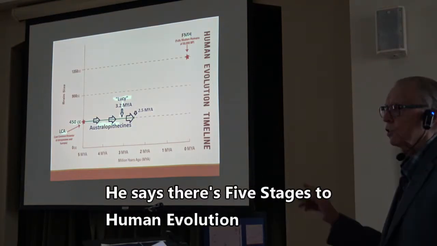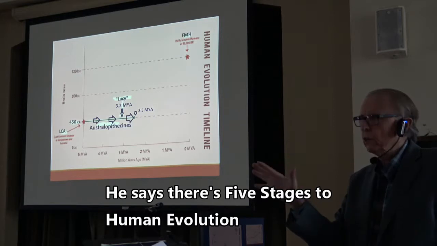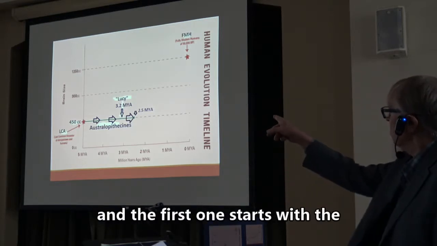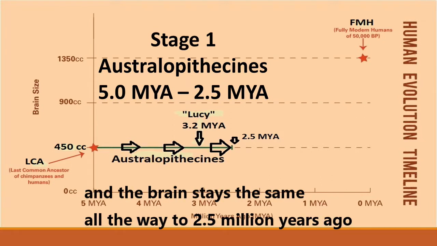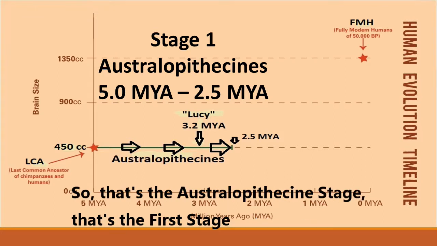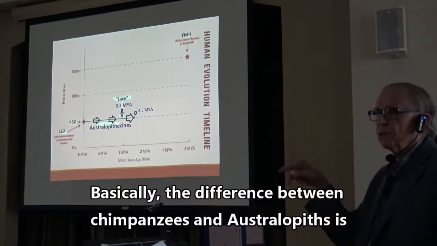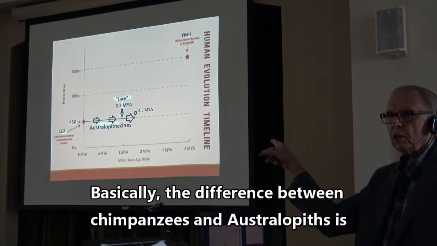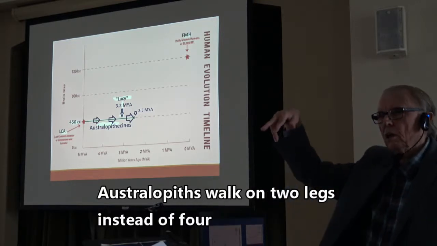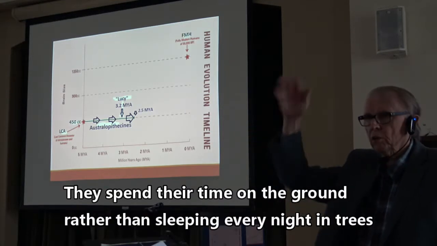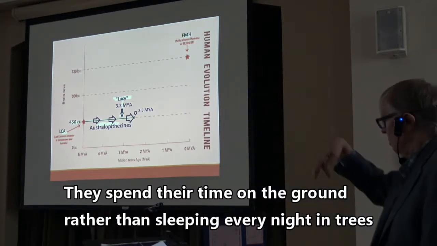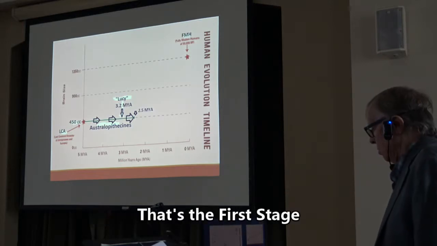Okay, he says there's 5 stages to human evolution. And the first one, remember, it starts with the last common ancestor over at the left side. And the brain stays the same all the way to 2.5 million years ago. So that's the Australopithecine stage. Basically, the difference between chimpanzees and Australopiths is Australopiths walk on 2 legs instead of 4. They spend their time on the ground rather than sleeping every night in the trees. So that's the first stage.